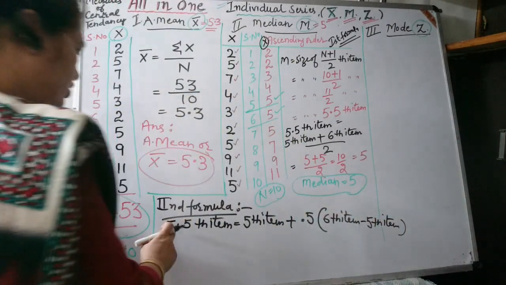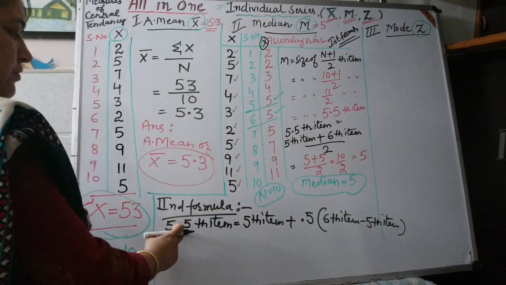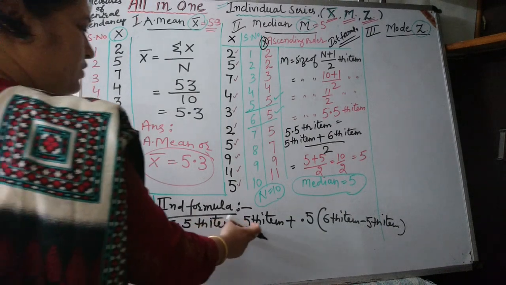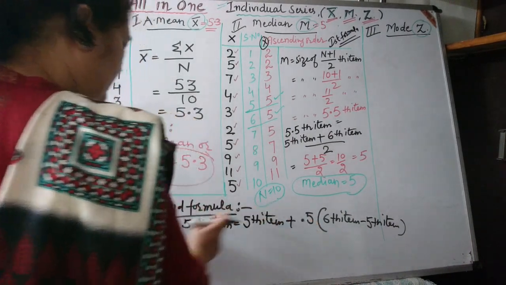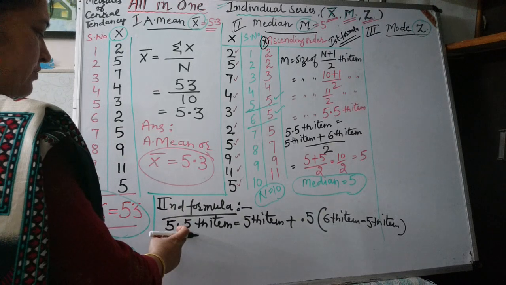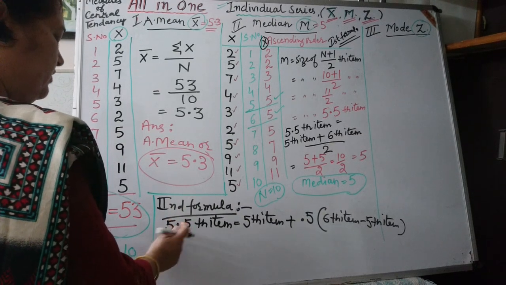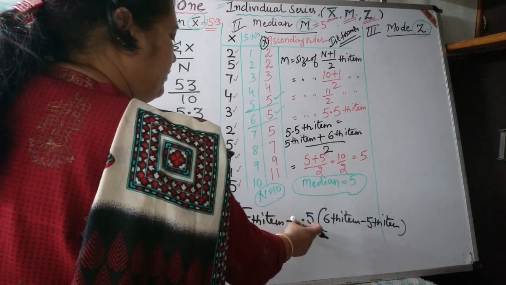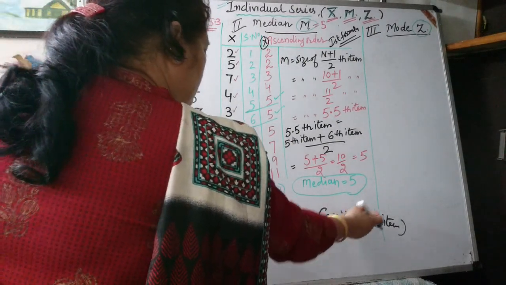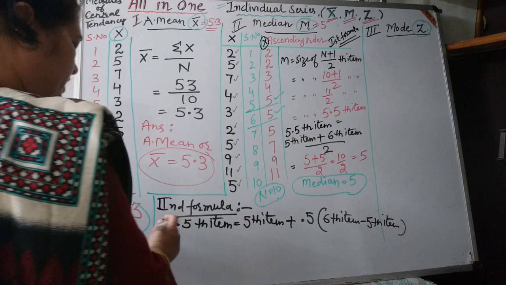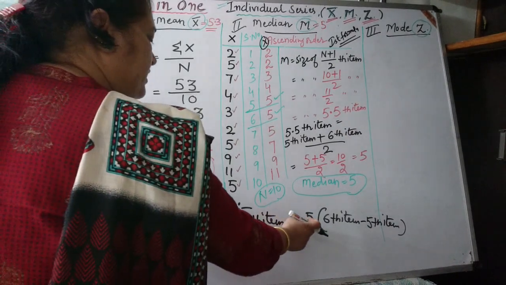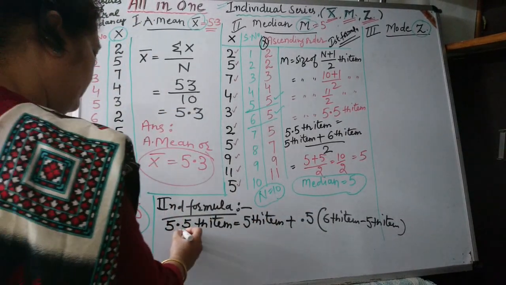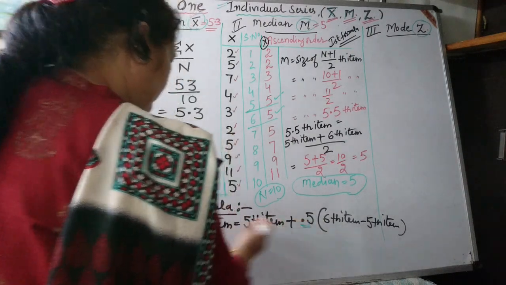Suppose that here instead of 5.5, 5.25th item is given. So 5th item plus 0.25. Or suppose that 5.75, if you have to calculate the value of 5.75th item, then 5th item plus 0.75, or in the bracket 6th minus 5th item. So here we have to calculate 0.5. So I have written here 0.5.